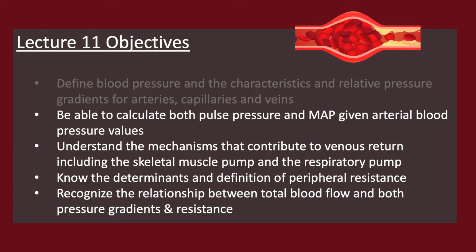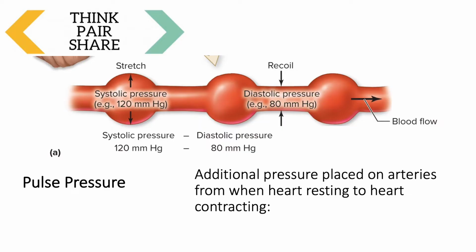Now we'll look at how we can calculate pulse pressure and mean arterial pressure given our arterial blood pressure values. While arterial blood pressure is a useful measurement by itself, we can use those systolic and diastolic values to further determine pulse pressure. We define pulse pressure as the additional pressure that's placed on the arteries from when the heart is resting to when it is contracting. So when the heart is in diastole to when it is in systole. What is the difference there between those values? So given this information, I'd like you to determine the pulse pressure given a systolic arterial pressure of 120 and a diastolic pressure of 80 millimeters of mercury.